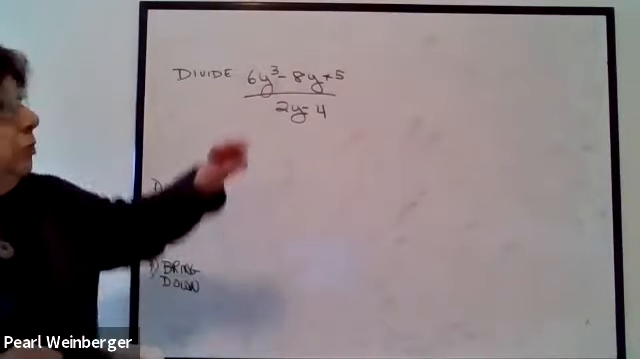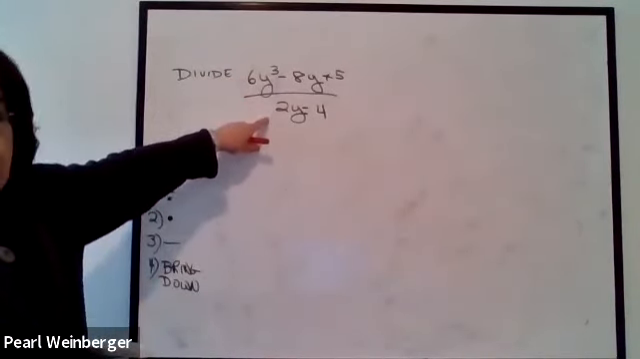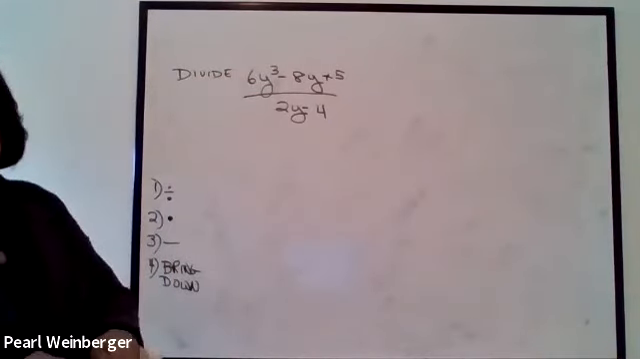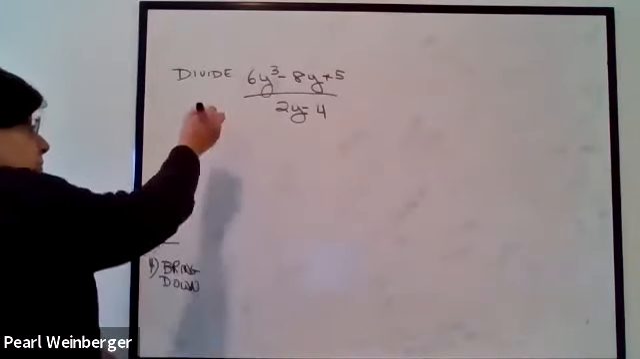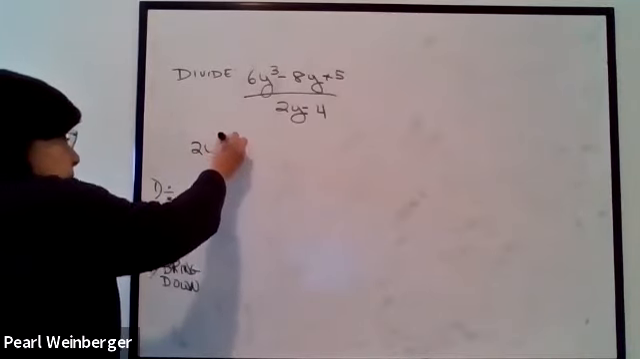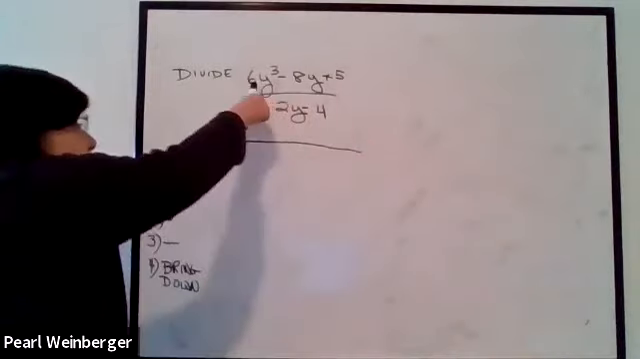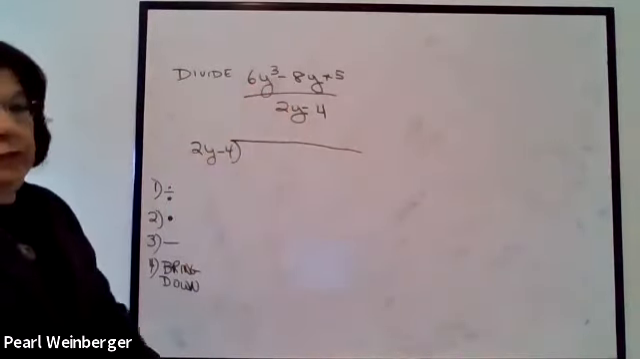And since both my numerator and my denominator are polynomials, this is a trinomial, this is a binomial, we have to use the long division. So let's set up our long division. On the outside, we put the 2y minus 4. On the inside, we have to put the 6y cubed minus 8y plus 5.